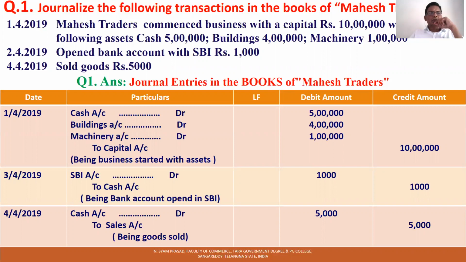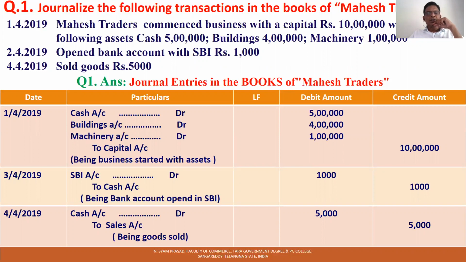On 4/4/2019 sold. These are the journal entries. I've taken three only for the purpose of this PPT. If you take three, it is enough. So the first transaction is Mahesh Traders commenced business with a capital of 10 lakhs with the following assets like cash 5 lakhs, buildings 4 lakhs, machinery. This is called a compound entry.